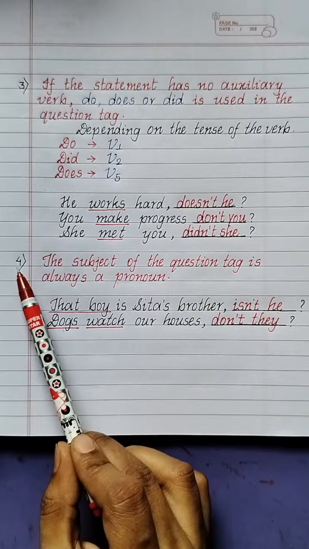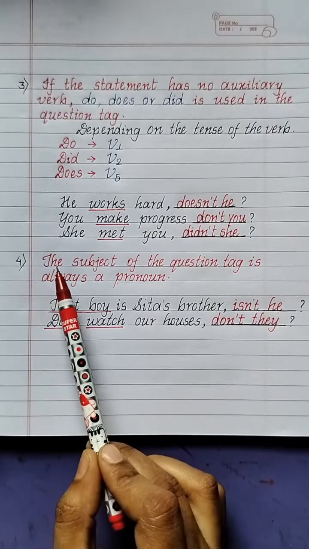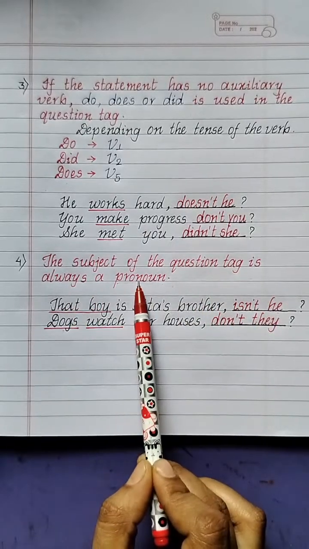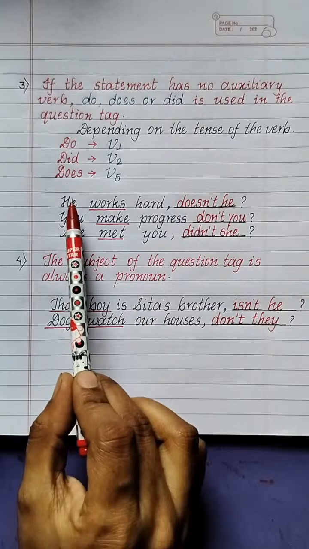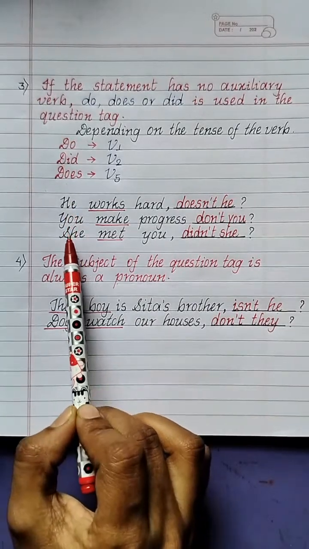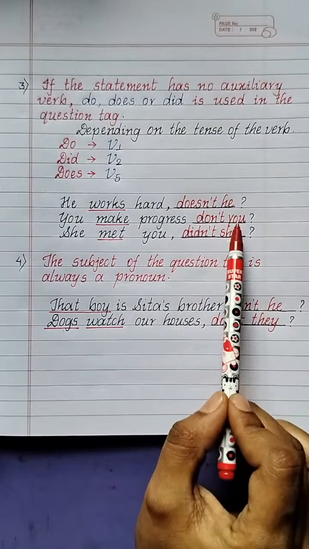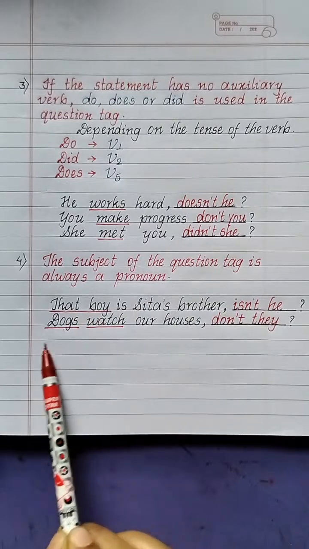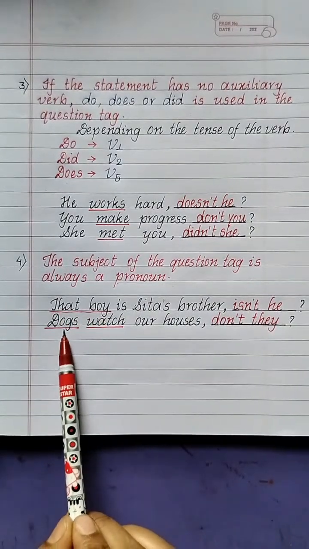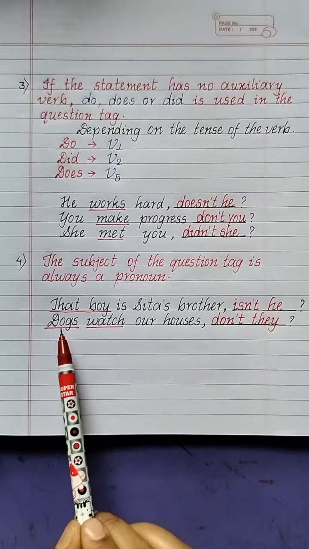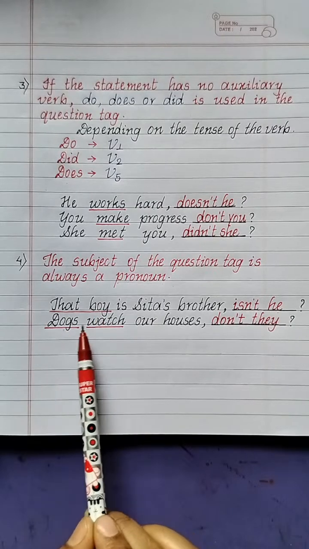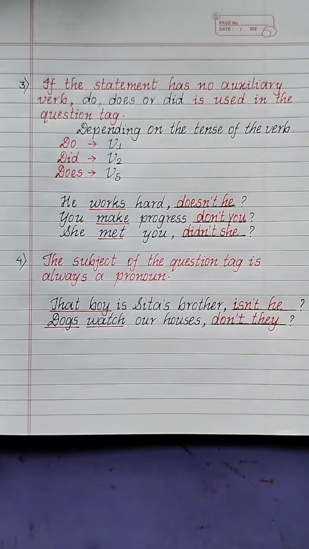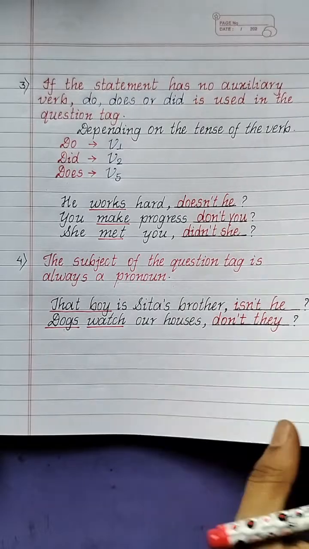Now, number 4: the subject of the question tag is always a pronoun. In the above three examples, you can see the pronouns are already mentioned in the sentence, so the same are used as a question tag also. But what if there are noun words, like boy, dog? The boy and dogs are nouns here. So for this we need to change it into the particular pronoun. Okay, so let's move forward to rule number 5.